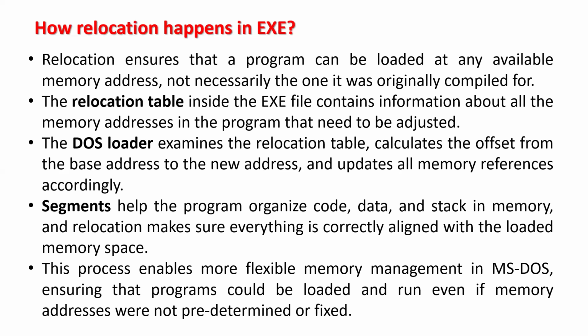Now, as it was permitting multiple programs to run at the same time, each program needed to be loaded into separate memory areas to avoid conflicts. If a program assumed a fixed memory address, it would overwrite another program's data or code when loaded into memory. And that is the reason why relocation was needed. Now, how is relocation done?